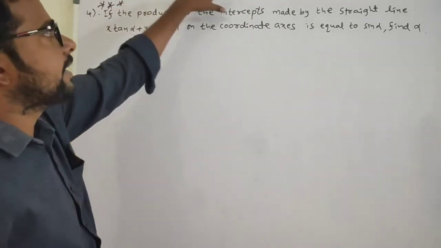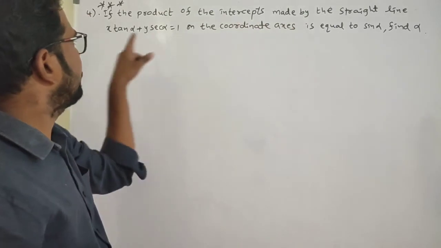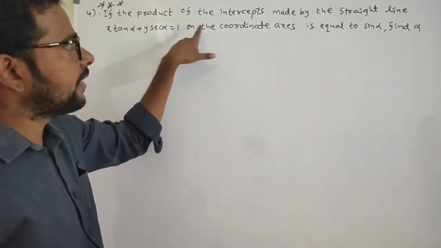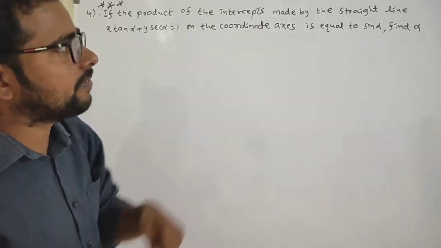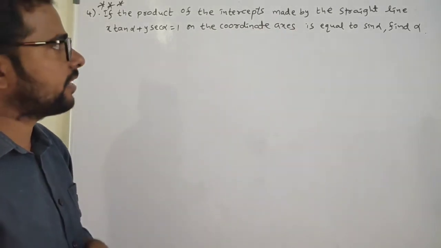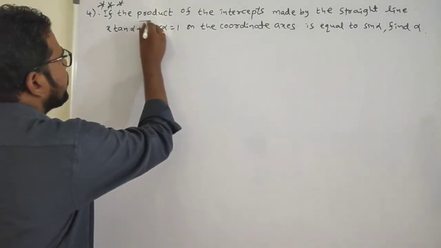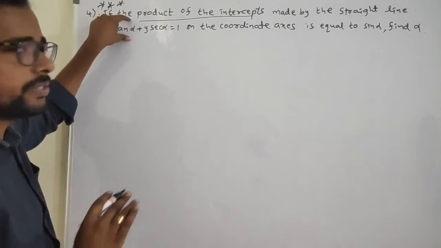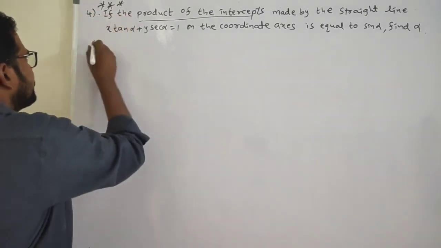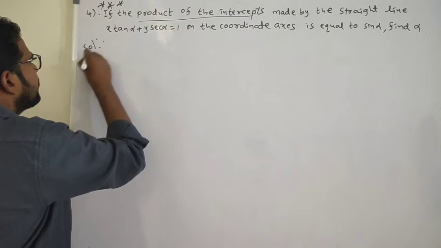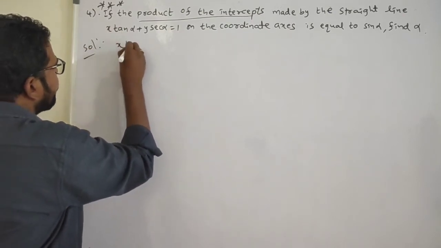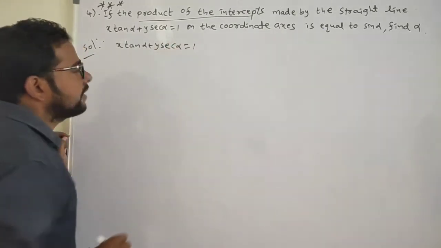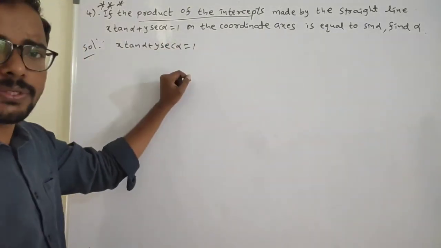If the product of the intercepts made by the straight line x tan alpha plus y sec alpha is equals to 1 on the coordinate axis is equal to sin alpha, find sin alpha. Here given product of intercepts. So we have to convert this equation into intercept form. See, so given x tan alpha plus y sec alpha is equals to 1.